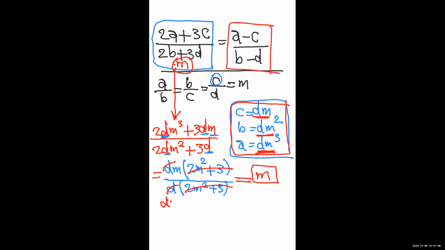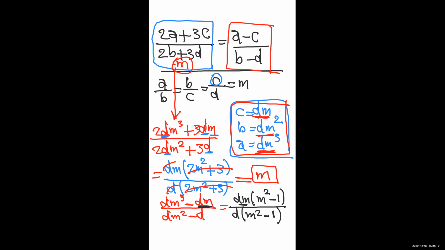So a d m power 3 minus c, which is dm over b minus d. B is dm squared minus d. So the common factor on the numerator is dm. So dm times m squared minus 1. Right? Because this one is dm divided by dm, so 1. And on the denominator, only d. Then dm squared divided by m squared, so only m squared, minus d divided by d means 1.